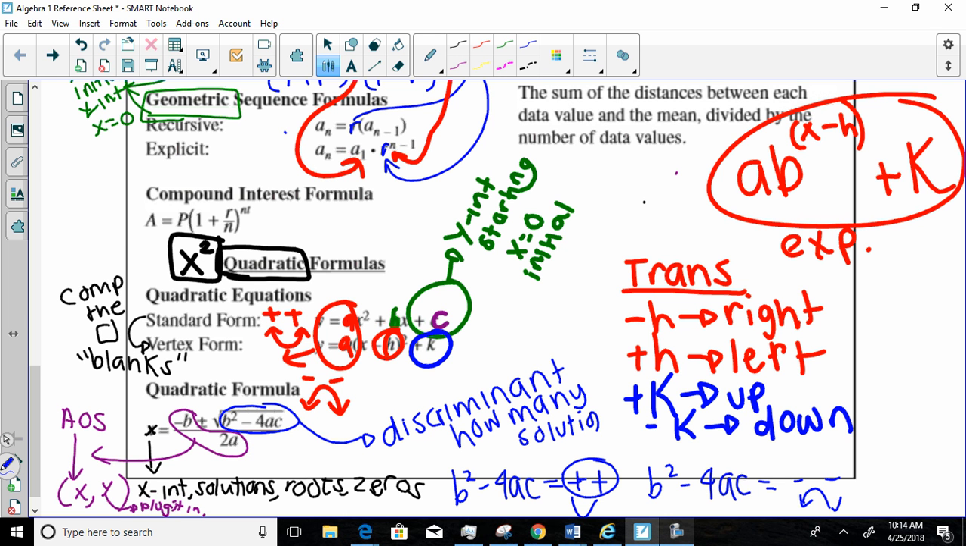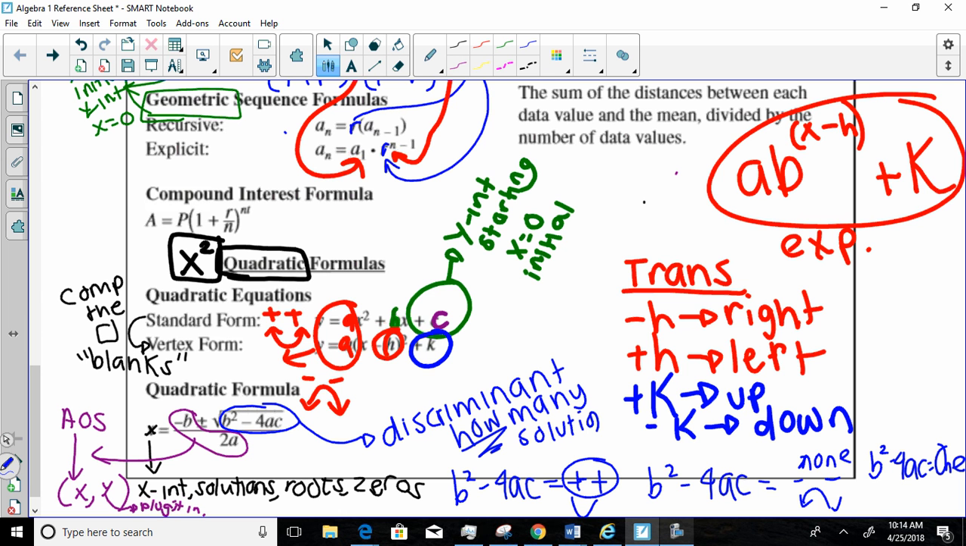Right here. Plug it in. If b squared minus 4ac equals 0, how many solutions? One. Because remember, if the square root is 0, it's just 0. So b squared minus 4ac finds how many solutions. If they're asking for how many solutions or the discriminant, that means you're using that formula.